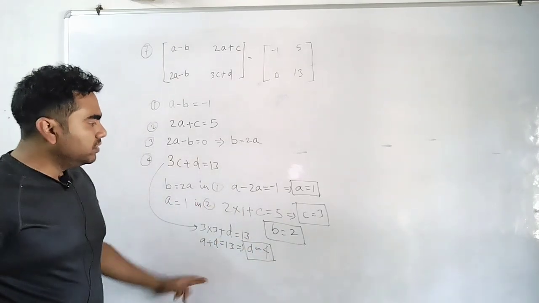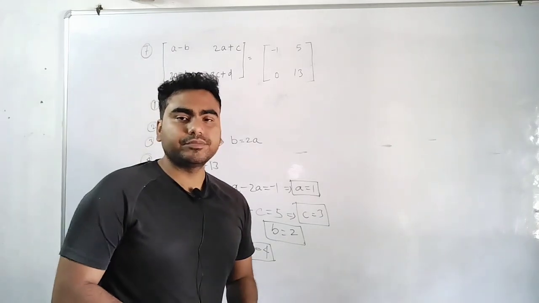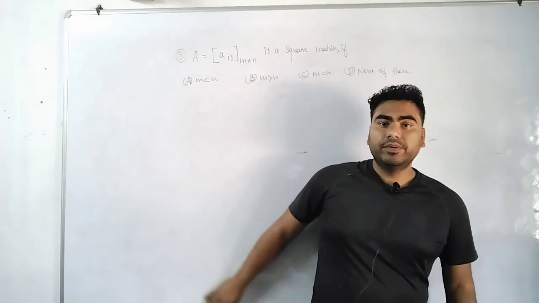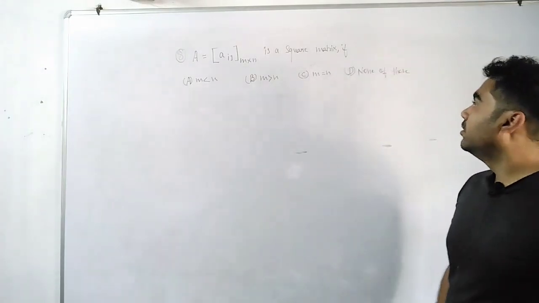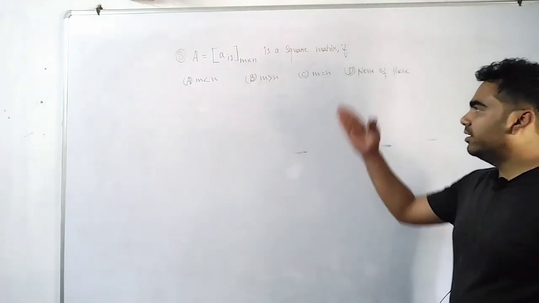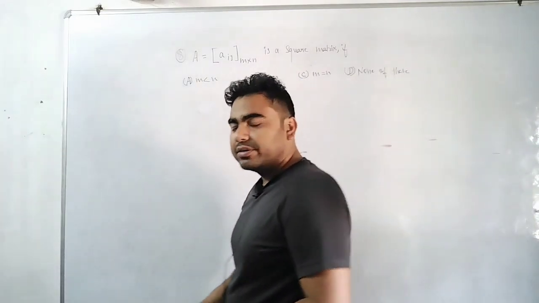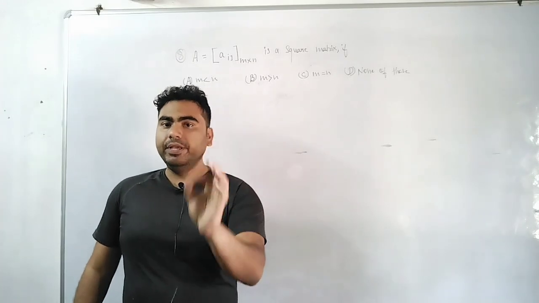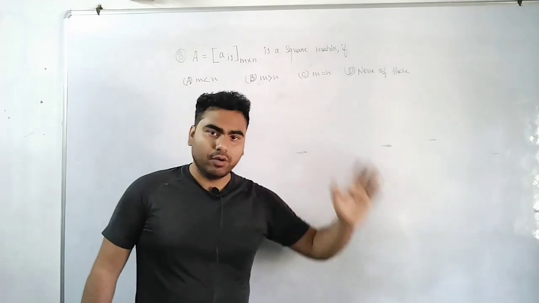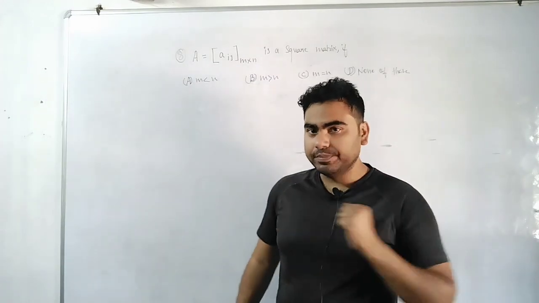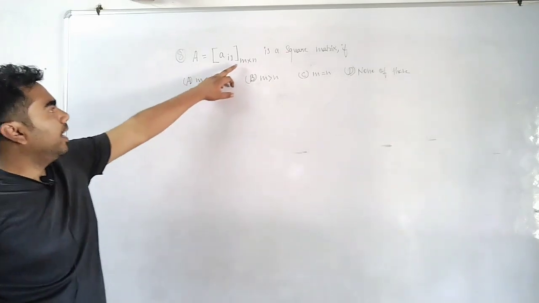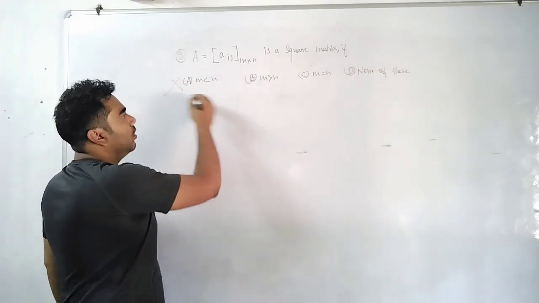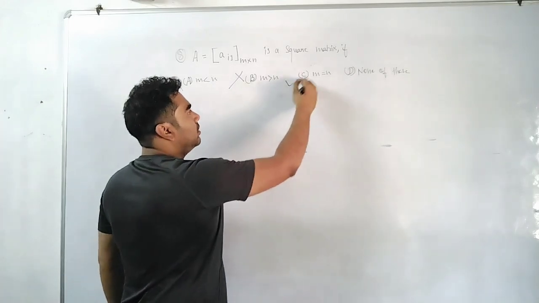So these are the corresponding values: A is 1, C is 3, B is 2, D is 4. Now considering our order, we are in question number 8. Question number 8 is asking about the condition which satisfies this matrix. It is a square matrix, and as we are aware, to be a square matrix the number of rows must equal the number of columns. So A no, B no, C yes. So C is the correct option.